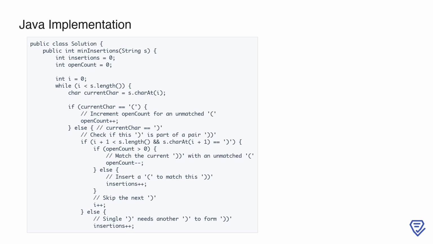To do this, we look ahead to the next character, ensuring it exists and is another closing parenthesis. If we find such a pair and there is at least one unmatched opening parenthesis, we decrement openCount to match this pair with an opening parenthesis. However, if there are no unmatched opening parentheses, we increment insertions to simulate inserting an opening parenthesis to match this pair. After handling the pair, we skip the next character by incrementing i. If the closing parenthesis is not part of a pair, it means we need one more closing parenthesis to complete the pair, so we increment insertions accordingly.